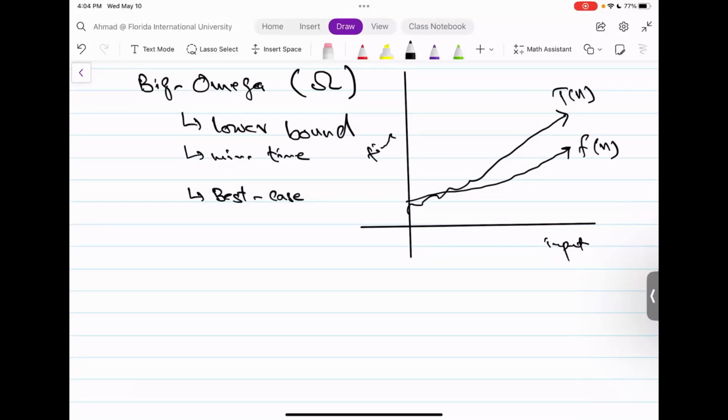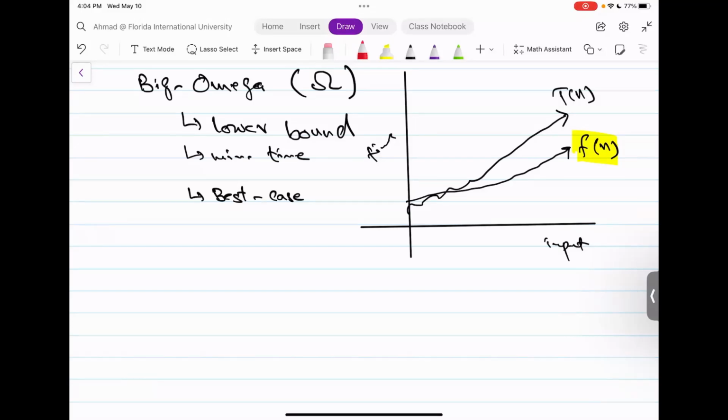What does this mean? This is the best. If you give me the best of best input, for example, if you want to sort a list of integers and it is already sorted, even then my algorithm will take this much amount of time. What is that amount? If I can find it with respect to, for example, in this case, f of n, I will say that this is big omega of f of n.